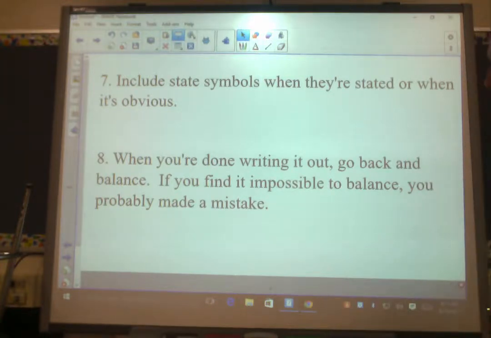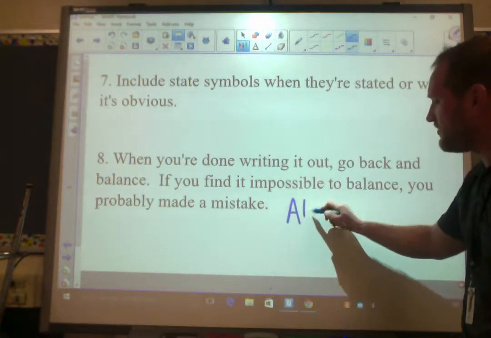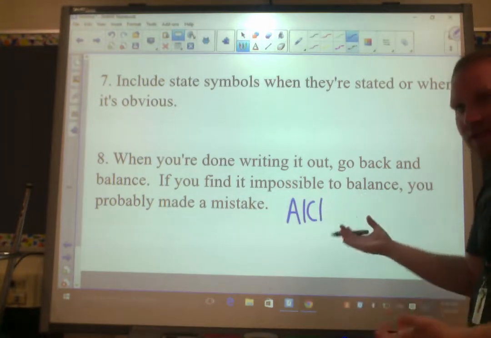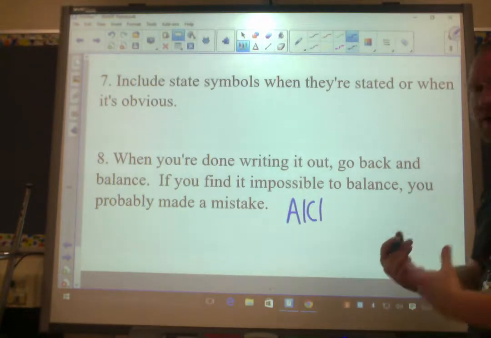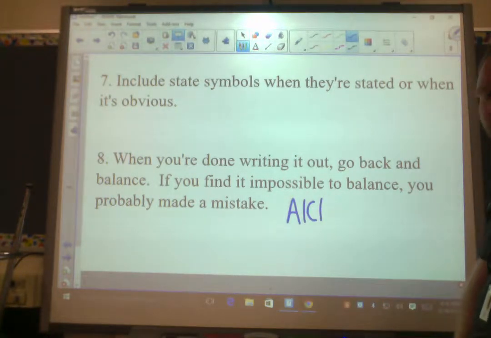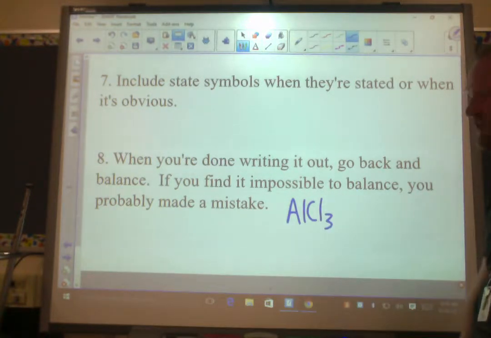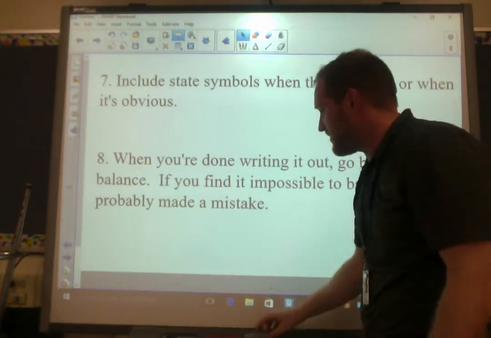Step 8. When you're done writing it out, go back and balance. If you find it impossible to balance, you probably made a mistake. Again, I mentioned at the start of the video, if you write AlCl for aluminum chloride, this might literally be impossible to balance. If you finish out the equation and try to balance, it might be mathematically impossible. If you find that's the case, you probably made a mistake, and you would have to go back and realize it's AlCl3, and now you can balance. All right, so let's go through some examples.